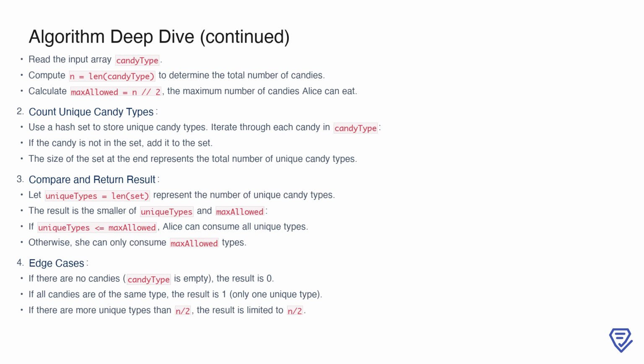There are also some edge cases to keep in mind. If the array is empty, the result is 0 since there are no candies.